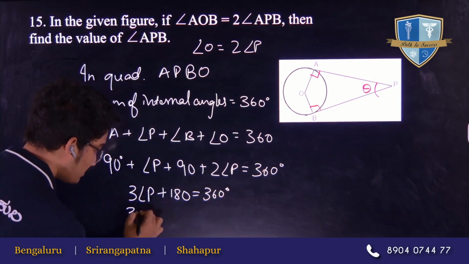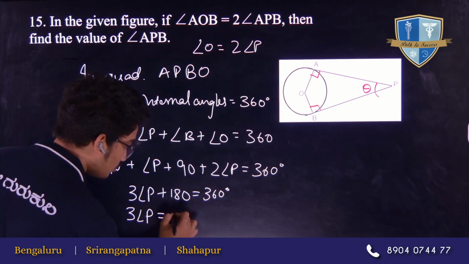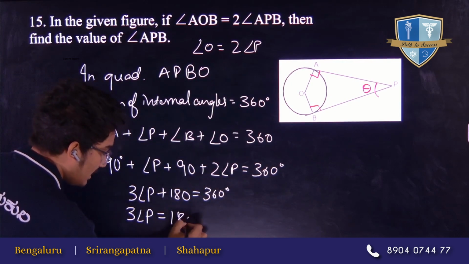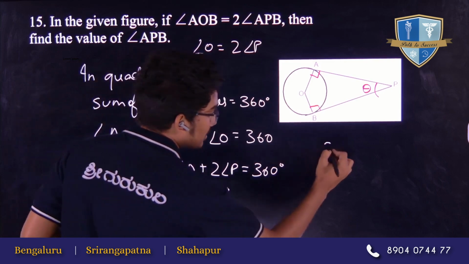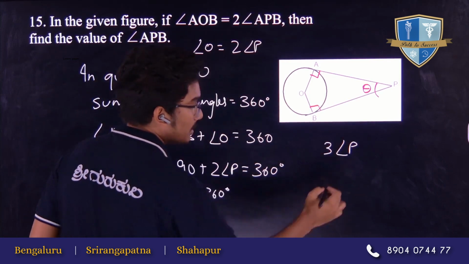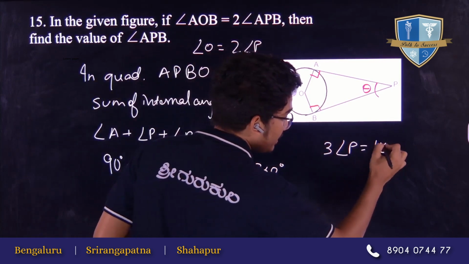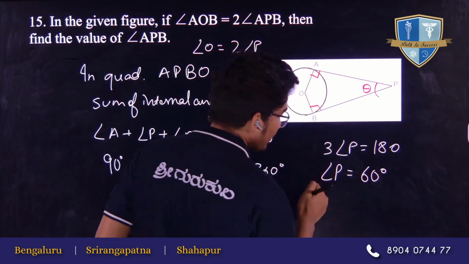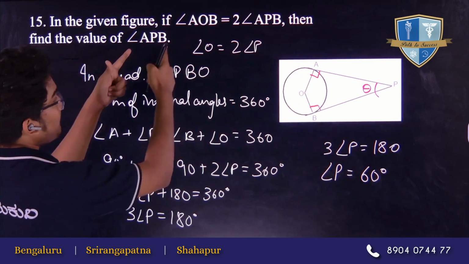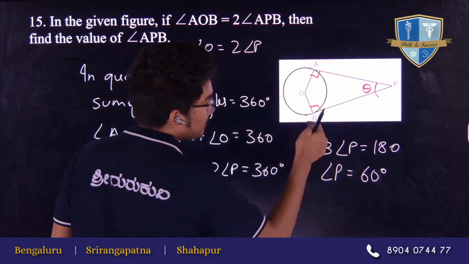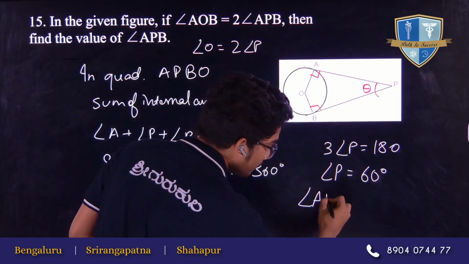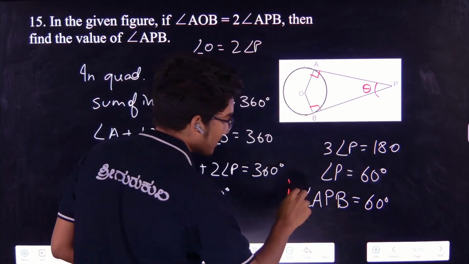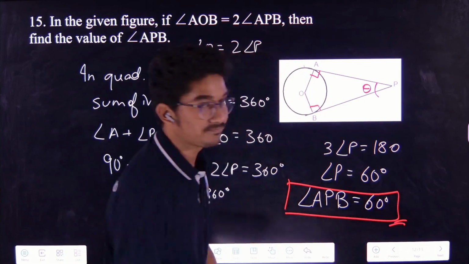So 3 times angle P is equal to, this will go on the other side, 360 minus 180, which will become 180 degrees again. So 3 times angle P is equal to 180 degrees. Angle P will be equal to 60 degrees. Angle P means angle APB. So angle APB will be equal to 60 degrees. This is our answer. Okay.